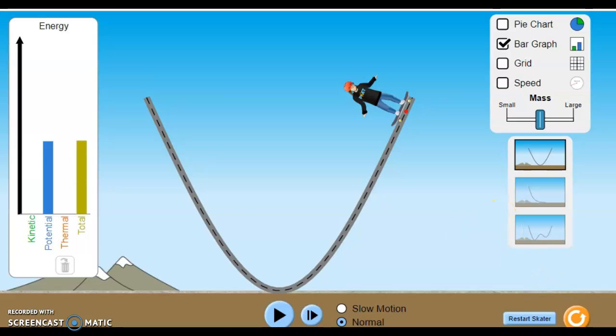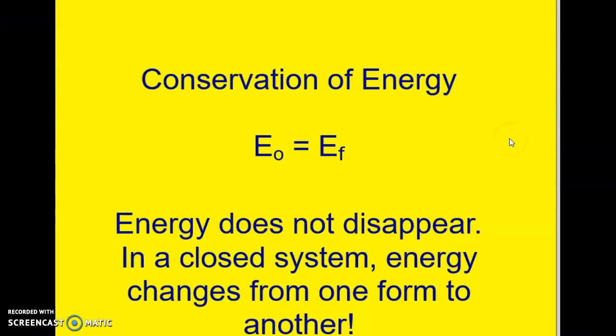All right, I'm going to go over to Smart Notebook, and we're going to start to talk about the lesson now. Okay, now I'm back in the Smart Notebook.